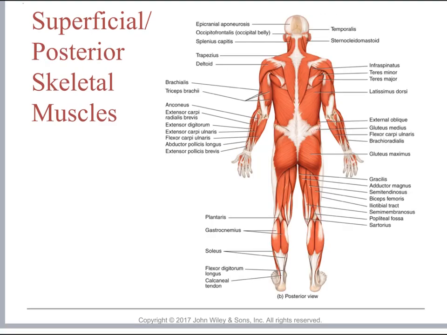Our last slide is the posterior superficial view of those skeletal muscles that you will be identifying in lab. Again, as a review, look at your lab documents to identify the specific muscles and actions you are required to know.